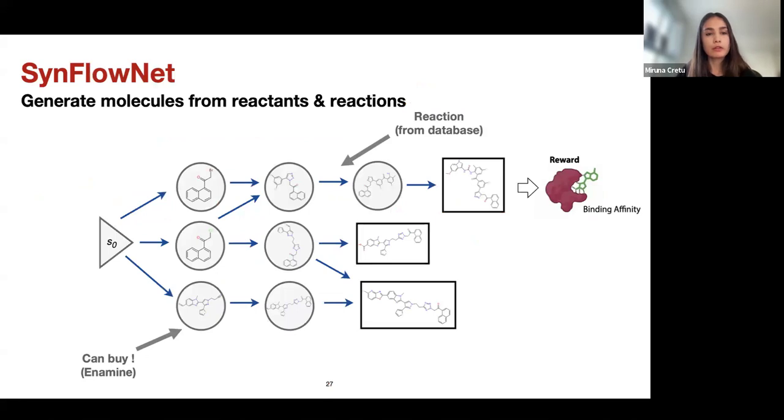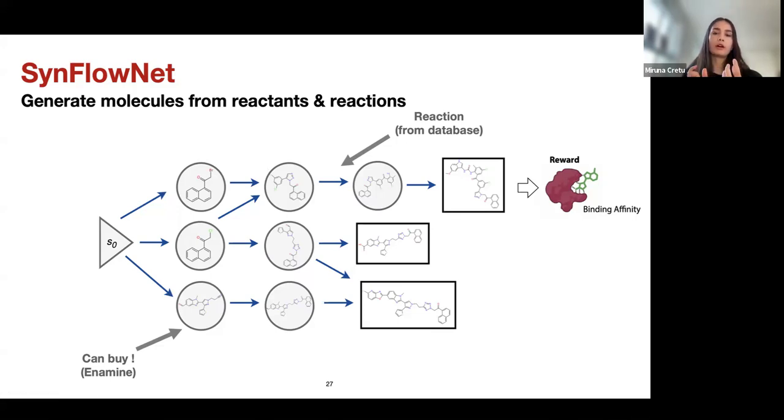So the way SynFlowNet works is that we define this MDP from, as I said, chemical reactions. So we start from S0, the initial state, which is an empty molecular state. And the first action is always to populate it with a building block. A building block is a molecule that is readily available, it's synthesizable, we can buy it and react it in the lab easily. And then the way we transition from a state to the next is using a chemical reaction.